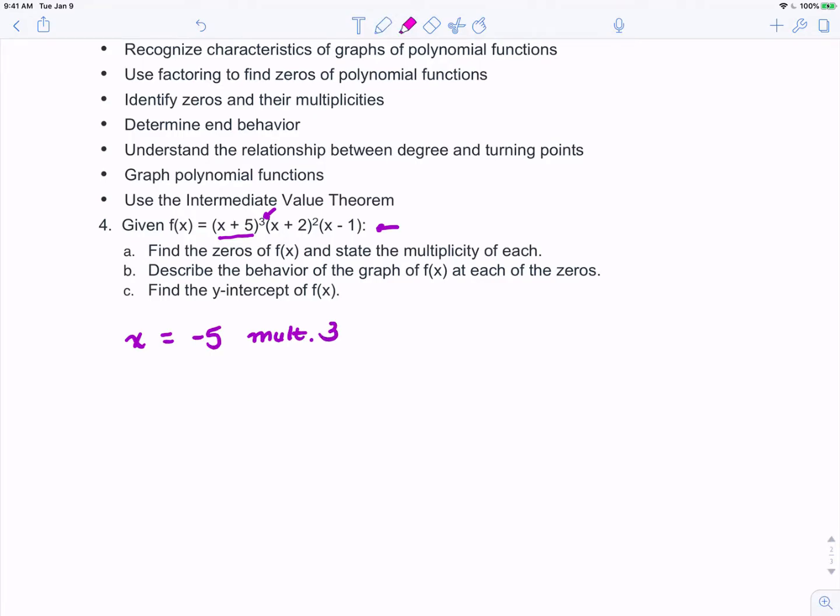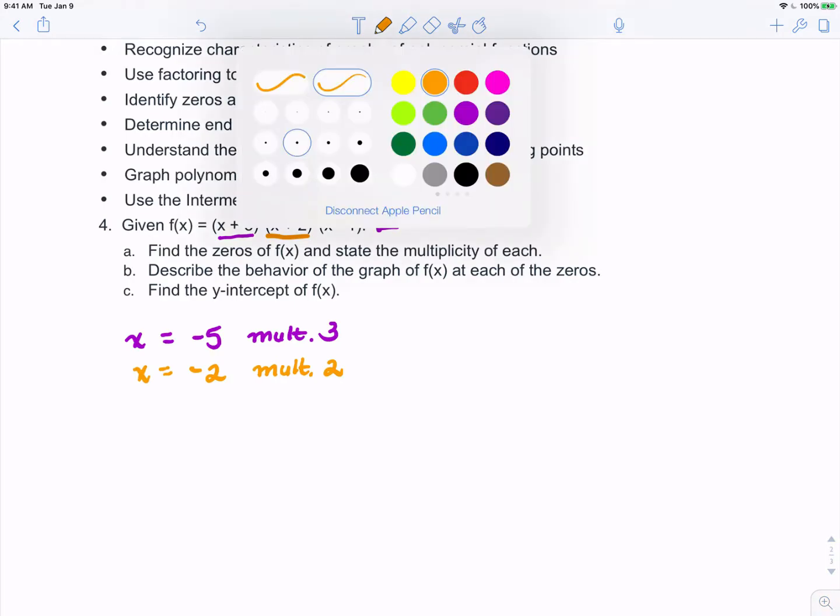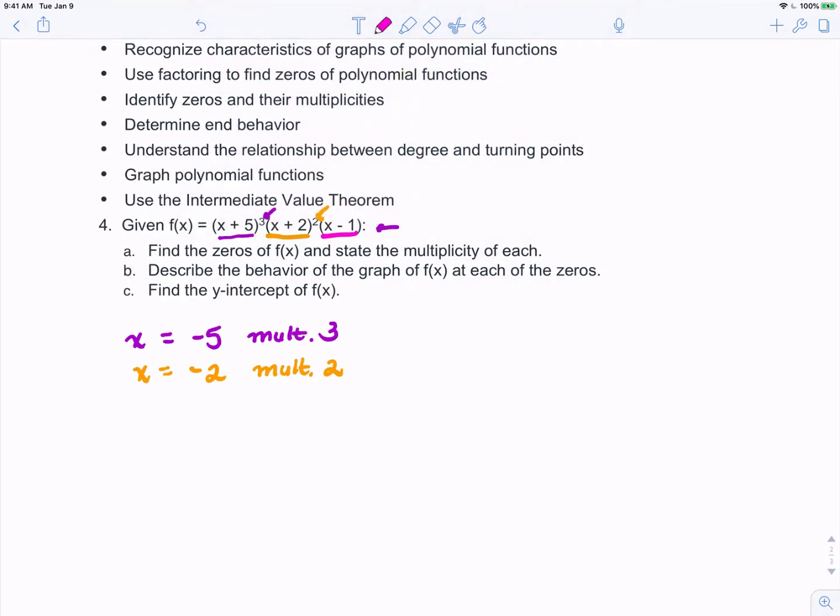For the next root, this one here, the next root would be negative 2. And that has a multiplicity of 2 because of the power here. And finally, the third root is x is equal to 1. And that simply has a multiplicity of 1. Finding the zeros. Describe the behavior of the graph of f of x at each of the zeros.